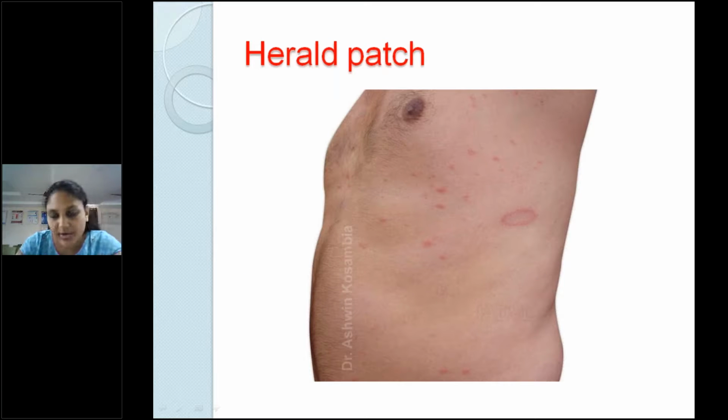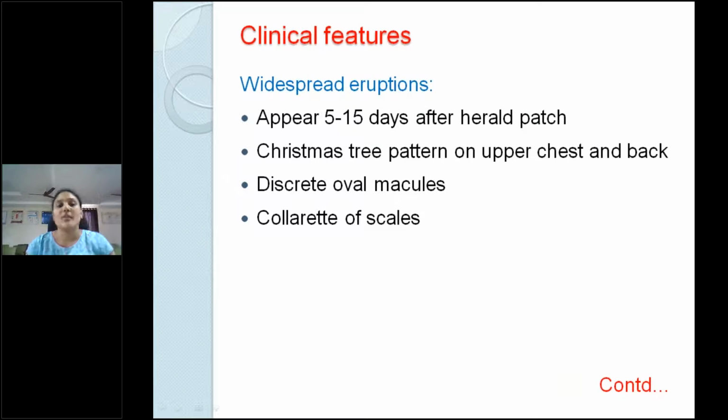So this is a picture of the herald patch. You can see here clearly in this picture, a round, oval, erythematous annular lesion present over the trunk. This kind of lesion will develop first. And following that, after 5 to 15 days of appearance of the herald patch, the patient will develop all the lesions. That is why we call it the herald patch.